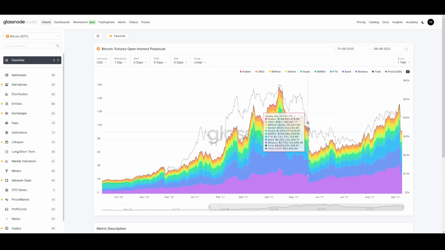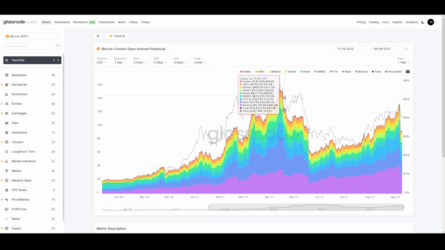From May 18th to May 19th was another fall of about 30%, from $9.6 billion down to $6.3 billion. This was the end of the full capitulation from the highs, and it started with the Elon tweet on May 12th about how Tesla would no longer accept Bitcoin as payment.